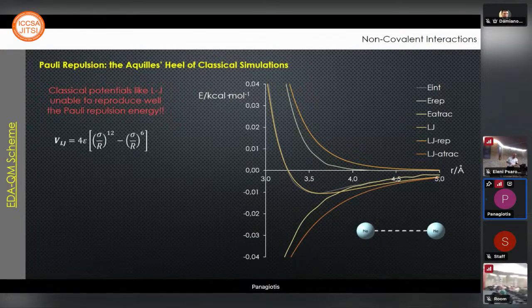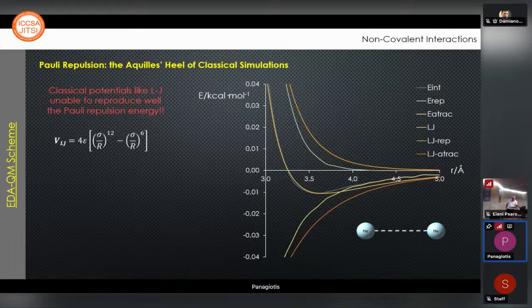One of the most simple examples of non-covalent interactions is the interaction between two neon atoms. This is shown here. In this plot, we compare the total interaction energy, the repulsive part, so Pauli repulsion, and the attractive part, which in this case is just dispersion energy, obtained with the Lennard-Jones potential and obtained with a high-level quantum method. So it's the correct result.